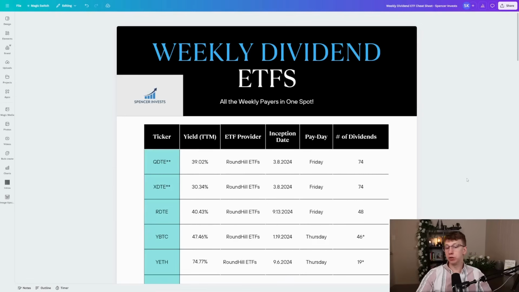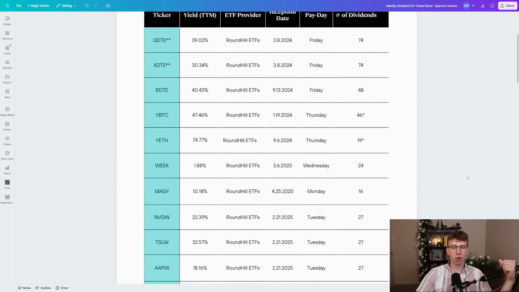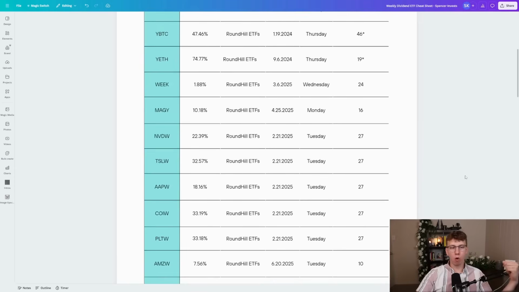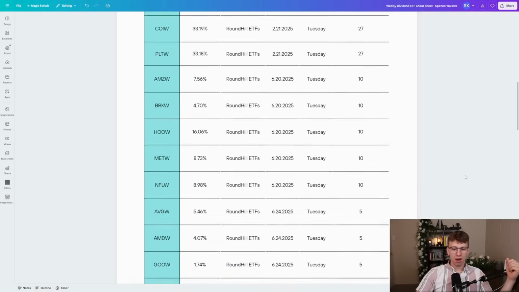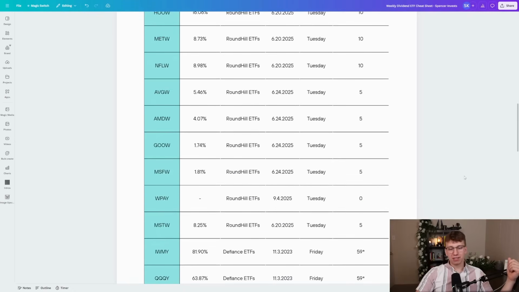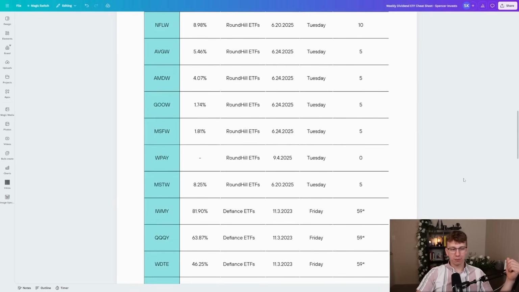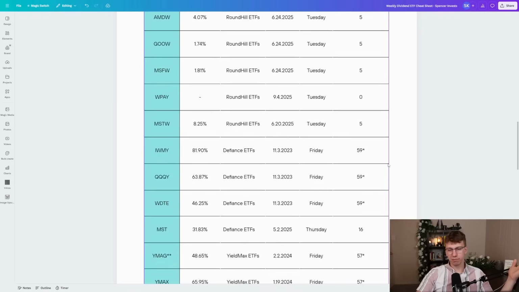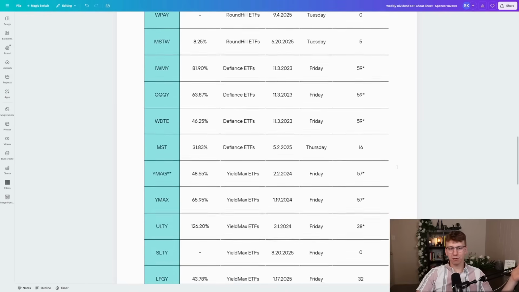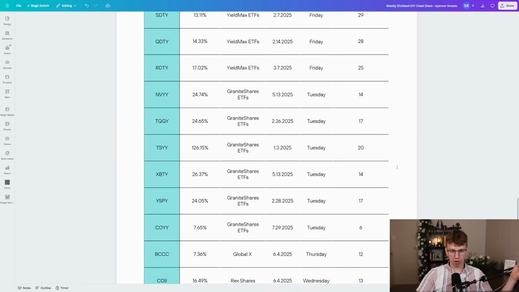Now for Tuesday. I know for Monday, we only had 2 options. There are quite a bit more of the Tuesday payers, which is very, very solid. There's so many choices. We have at least 16 because most of the RoundHill ETFs pay Tuesday. And I have these backed up. MSTW should be above. Doesn't make much of a difference. But let's see if there's any other Tuesday ones I should consider.